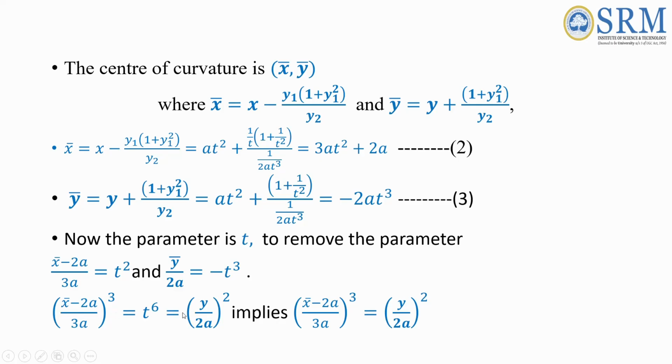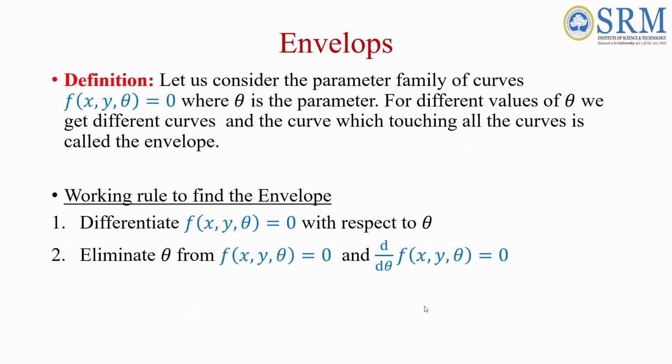Anyway, these two are equal. Therefore, x bar minus 2a divided by 3a the whole cube is equal to y bar divided by 2a the whole square. Right. So, this is the required envelope. Sorry, evolute.